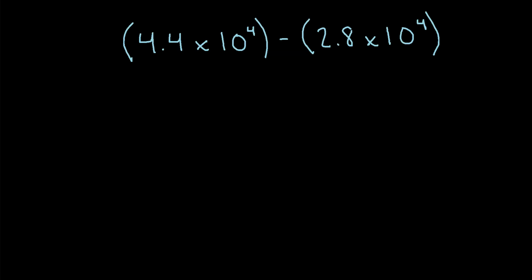In this video, we will talk about how to subtract numbers in scientific notation. So I have three examples for us to work through here. Let's check out this first example. We have 4.4 times 10 to the fourth minus 2.8 times 10 to the fourth.